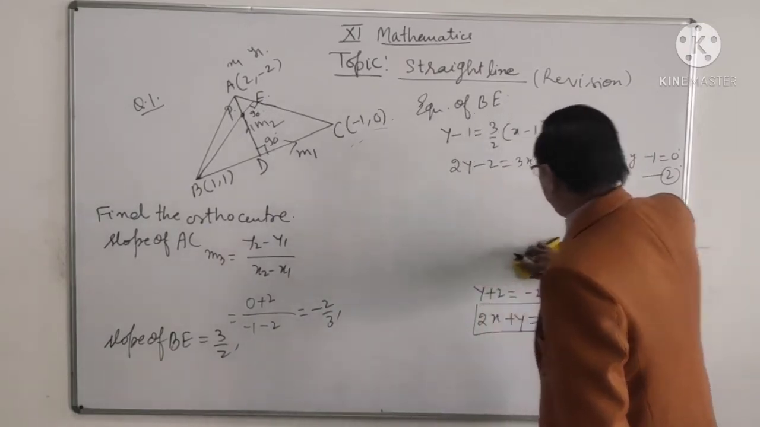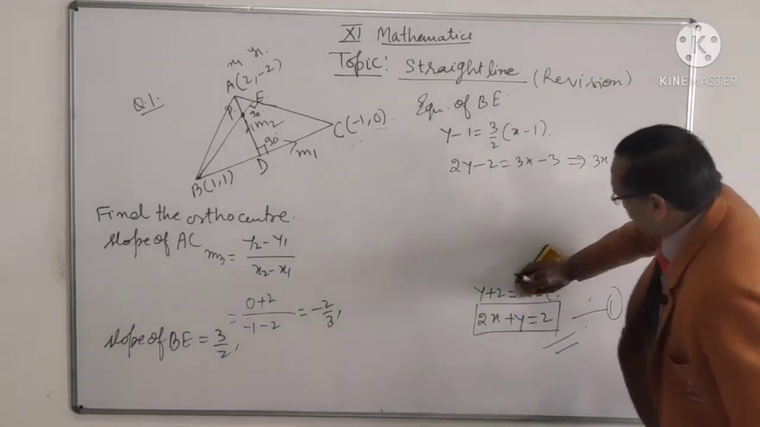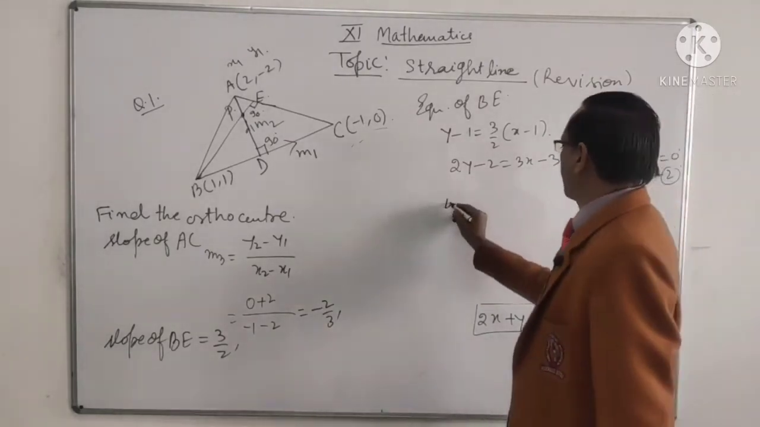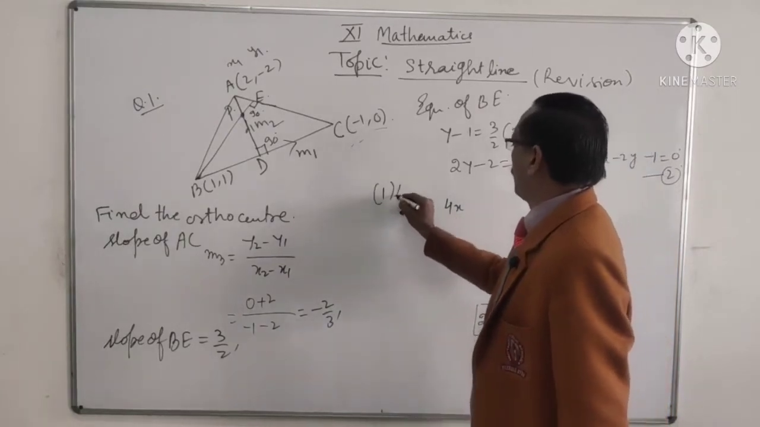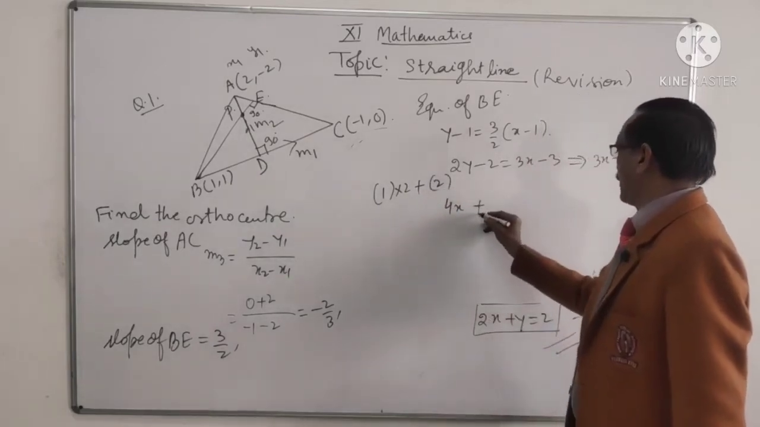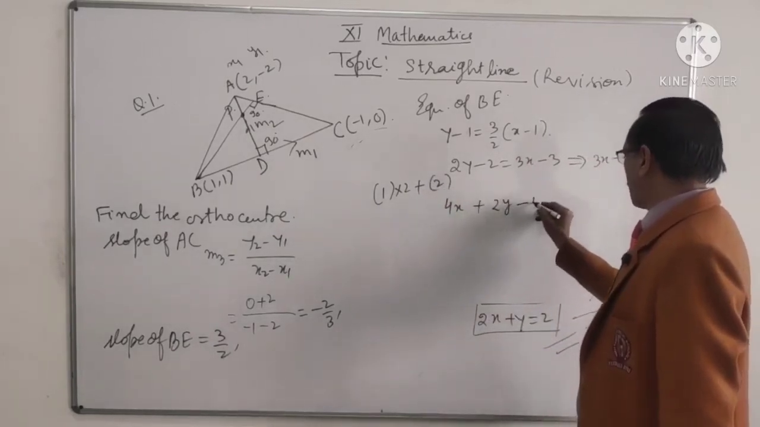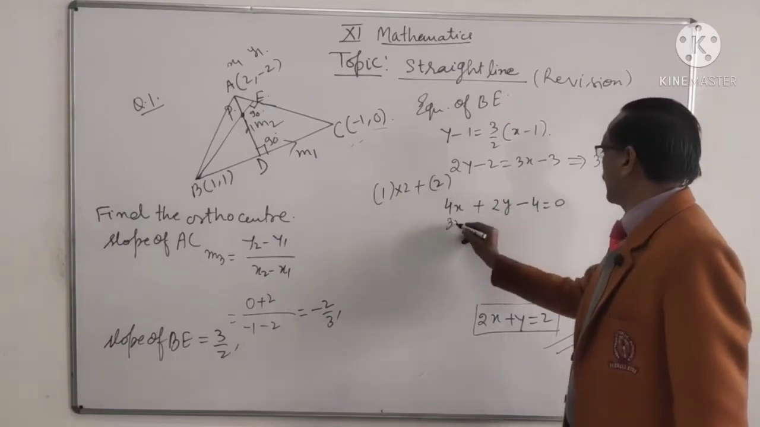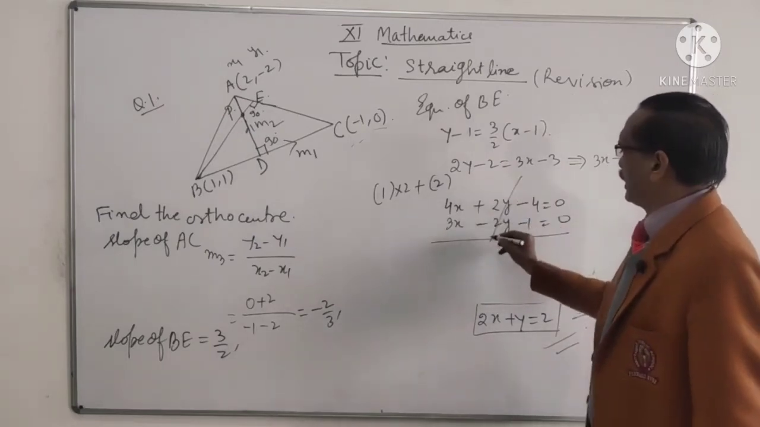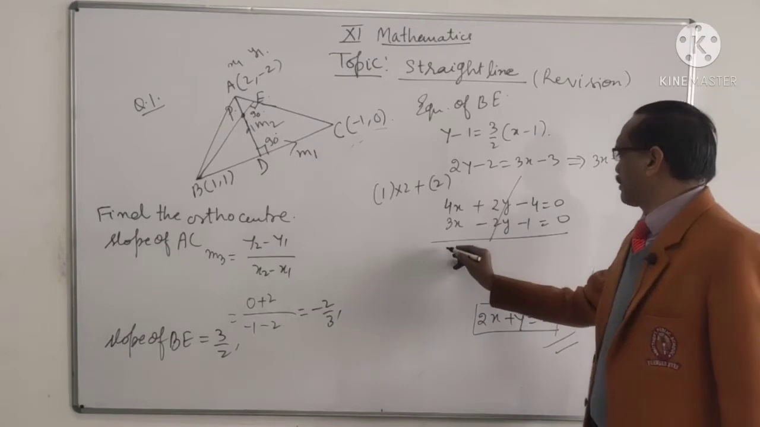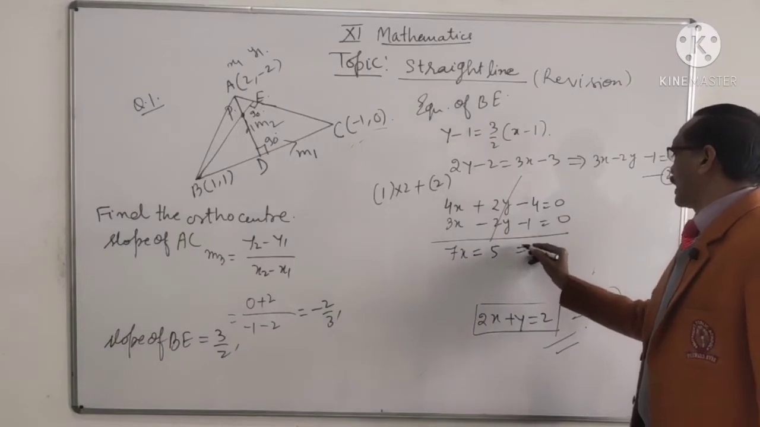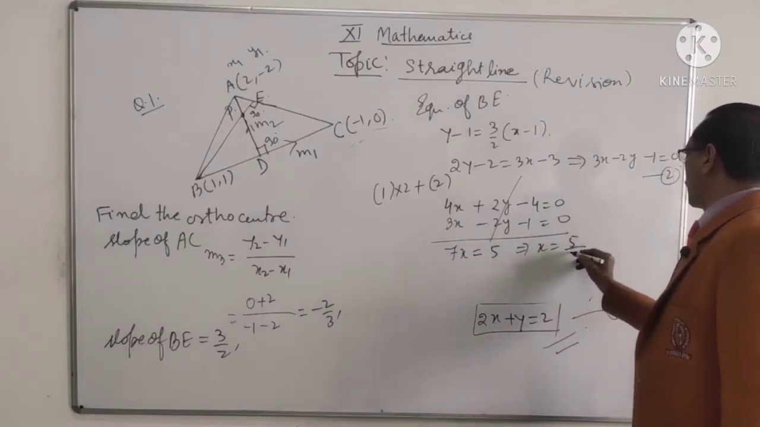Find the value of x and y. So taking equations 1 and 2, it is 4x plus 2y minus 4 equal to 0 and 3x minus 2y minus 1 equal to 0. Here on adding, 2y cancels out. It is 7x equal to 5 and x equal to 5 upon 7.